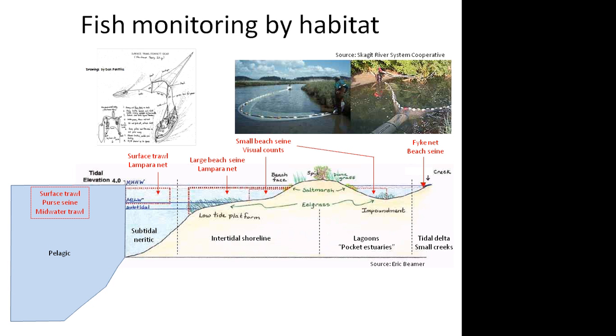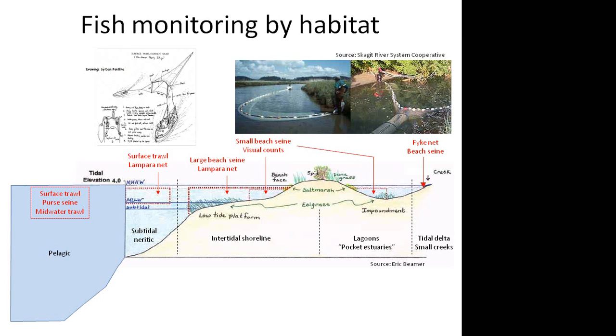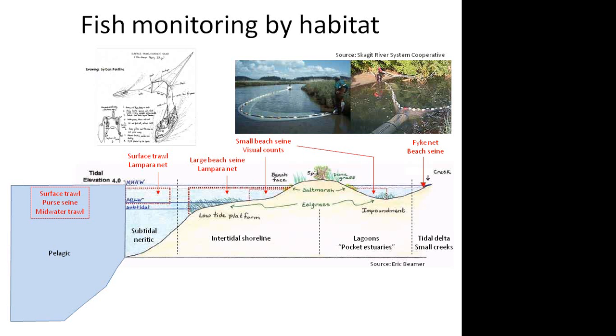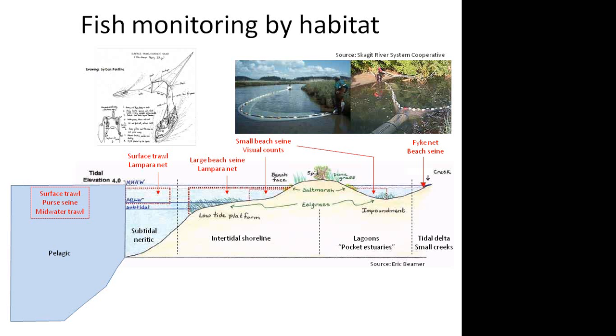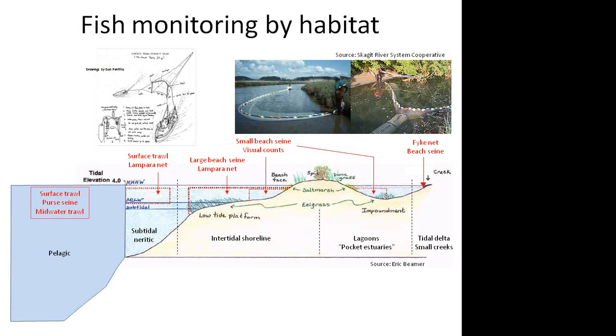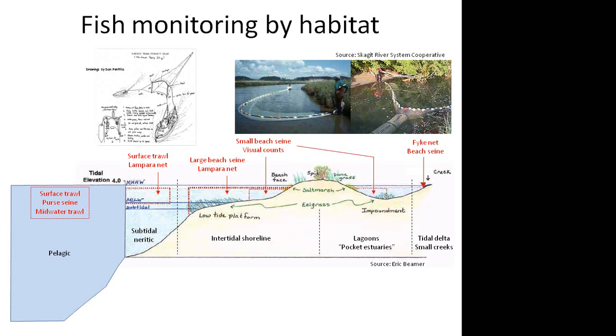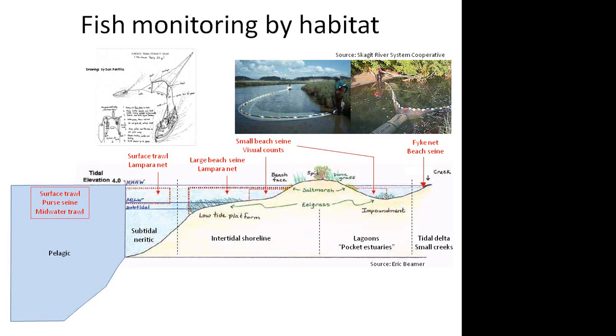So how do we measure these? Well, there are a number of different techniques that people have used to estimate the fish population within these. Here are a number of examples. Within these types of habitats, tidal delta and small creeks, pike nets have been used. Here's an example of a pike net up here, thanks to the Skagit River System Cooperative. And beach seines have also been used, certainly in the shoreline areas like pocket estuaries and intertidal areas.